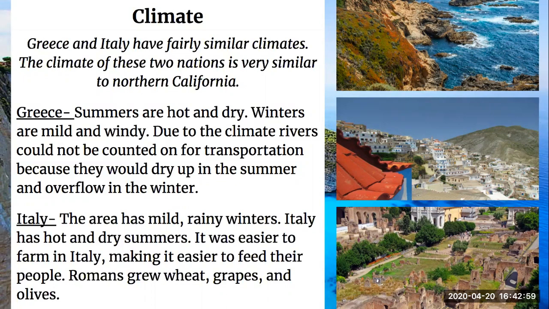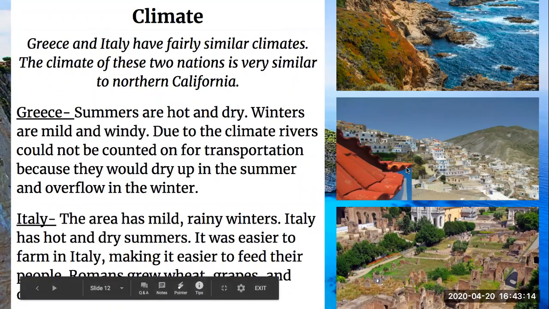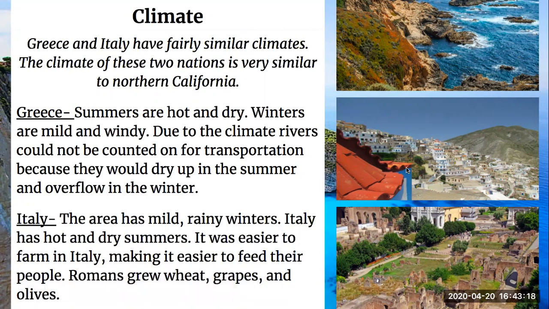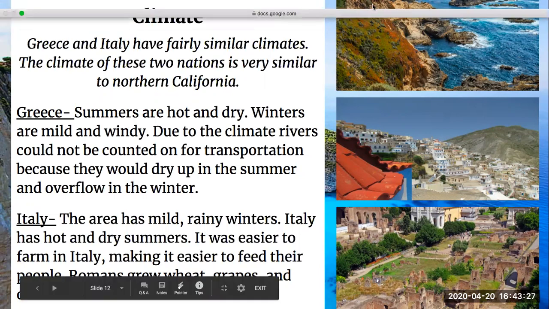Italy had very mild and rainy winters, but really hot and dry summers. It was easier to farm in Italy, making it easier to feed their people, and they too grew wheat, grapes, and olives. And in this photo, we can see the difference between what ancient Greece would have looked like when it comes to housing and how much less area they have for farming as compared to somewhere like ancient Italy, where they would have had a lot more area to farm.